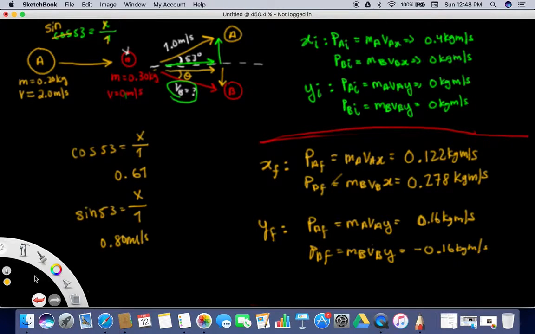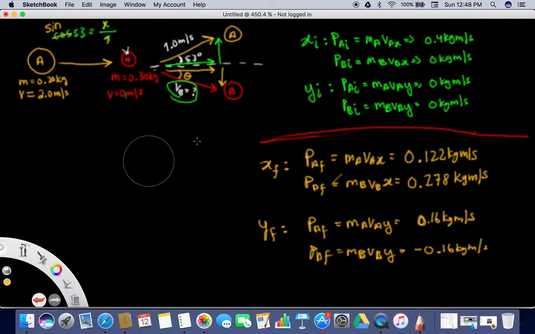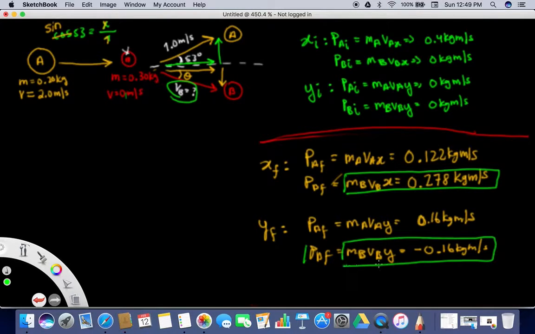But remember, the final thing that we need to solve for is the velocity of ball B. So how can we do that with the given information? Well, we can take two equations. This equation has the velocity of ball B in the x component, and this information has the velocity of ball B in the y component. If we can solve for both our x component and our y component of ball B, we can solve for our final velocity, which is the resultant vector.